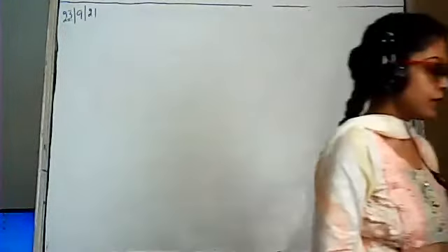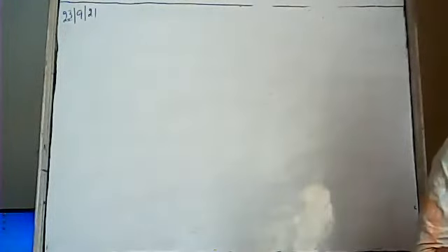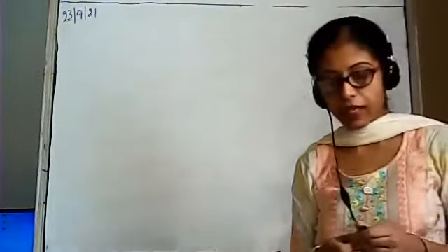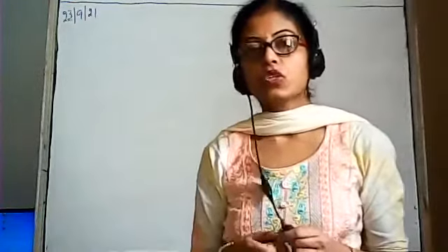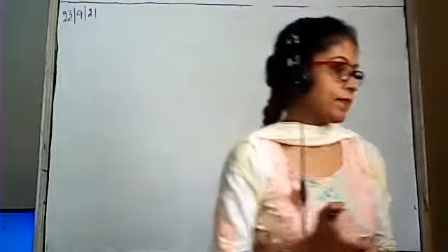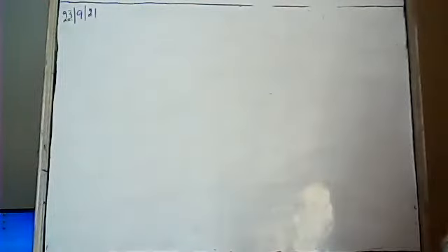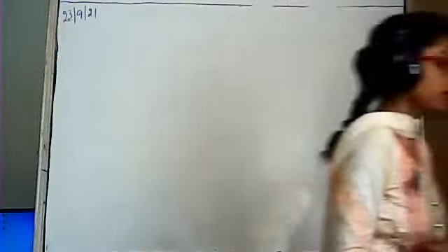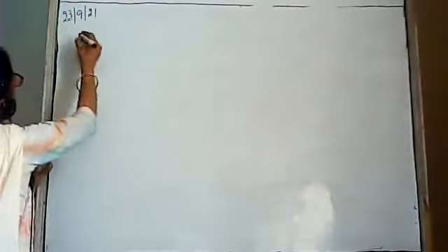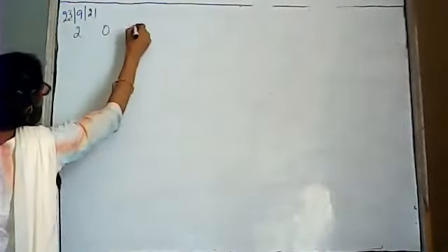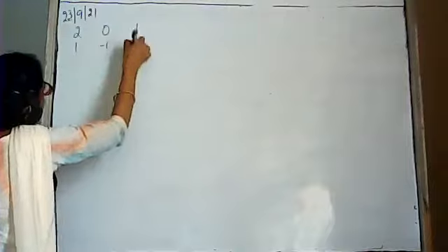Next question is solve. Write along with it in brackets, if possible. Solve if possible by Gauss elimination method. By Gauss elimination method. 2, 0, 1, 1, minus 1, 1, and 4, minus 2, 3.